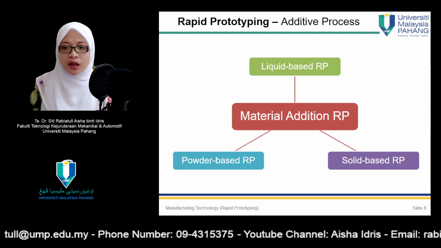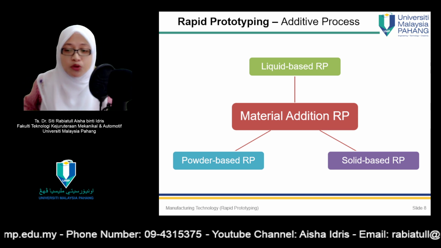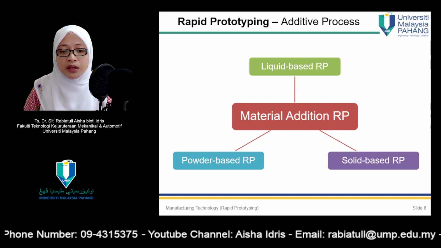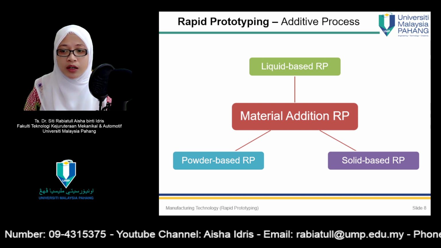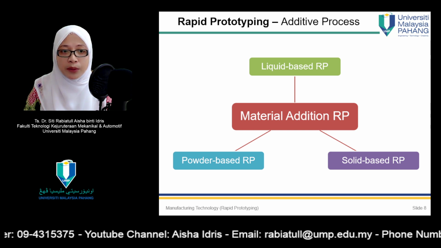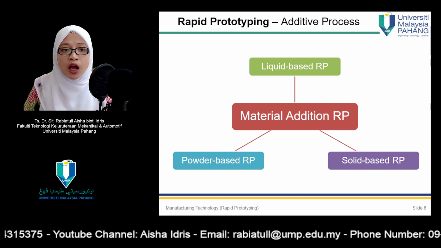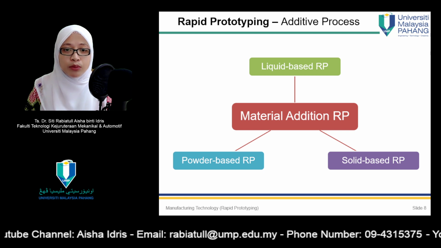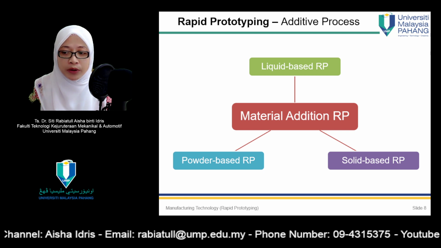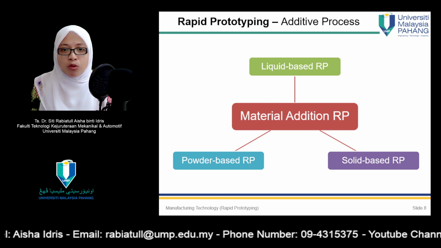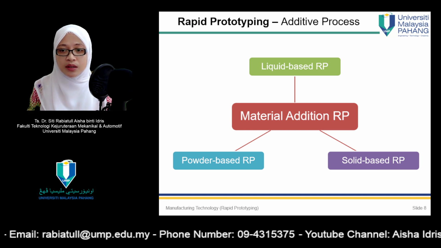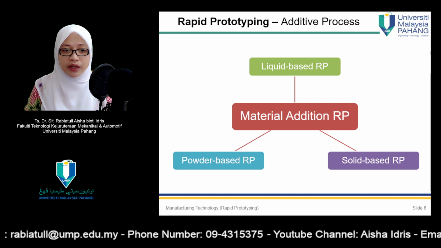So as explained to you just now, in additive processes there are three types of additive material in RP, which is number one, liquid phase, number two, solid phase, and number three, powder based. We will discuss examples of each class in the following three sections or three categories.